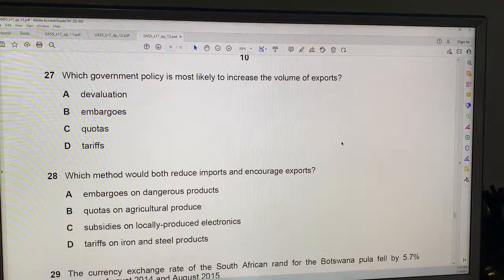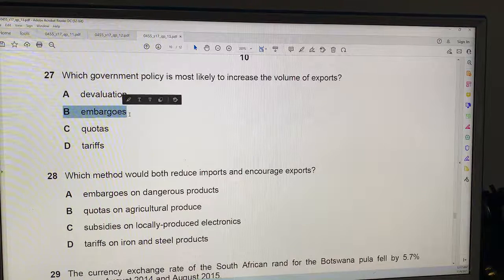And number 27. Is number 27 a definition? And this one's repeated often. So a government policy that will most likely increase the volume of exports is a devaluation of your currency. You reduce the value of your currency in relation to other currencies, and your exports will cost less and you will export more. The volume of exports will increase.